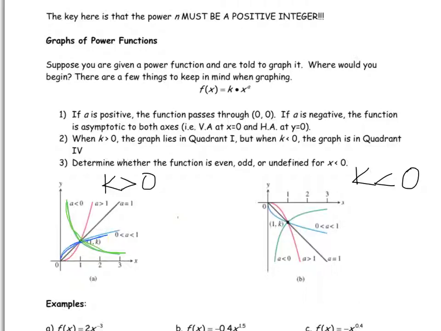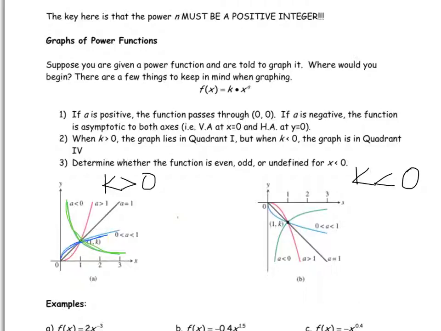Now the next step, in order to graph this, is to decide whether it's an even, odd, or undefined function. When we talked about even and odd functions, the cheat is: if your power is an odd number, 1, 3, 5, 7, it is odd and it's going to reflect about the origin. If your power is even, 2, 4, 6, 8, it is going to reflect about the y-axis. So you have to graph both parts of the function.